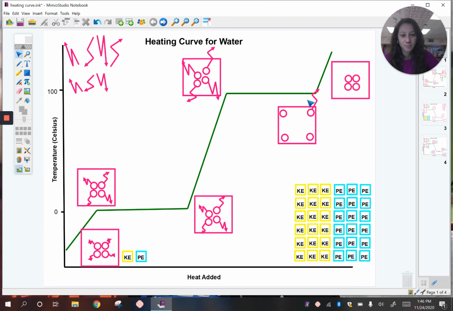So I'm going to use the same sized arrows as my liquid at 100. So if you're at the same temperature, your kinetic energy is the same. Your speed is the same.